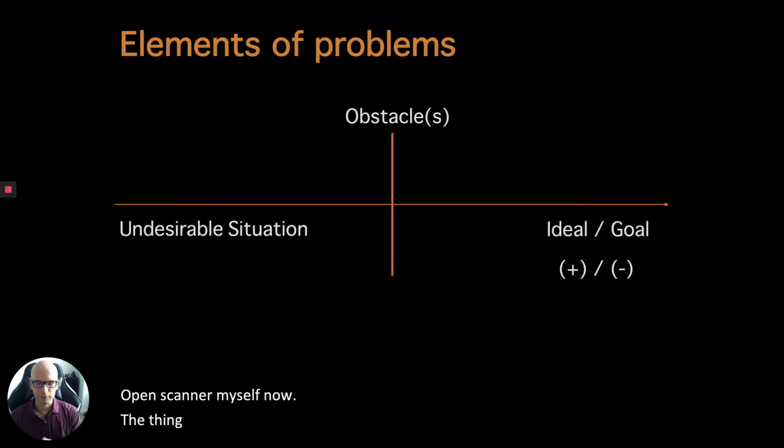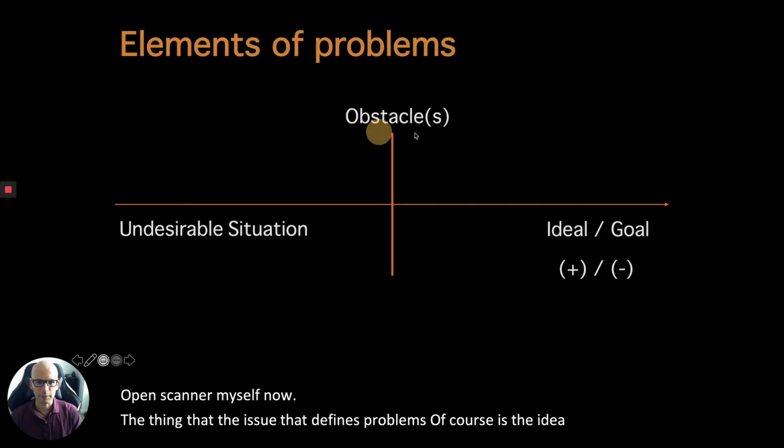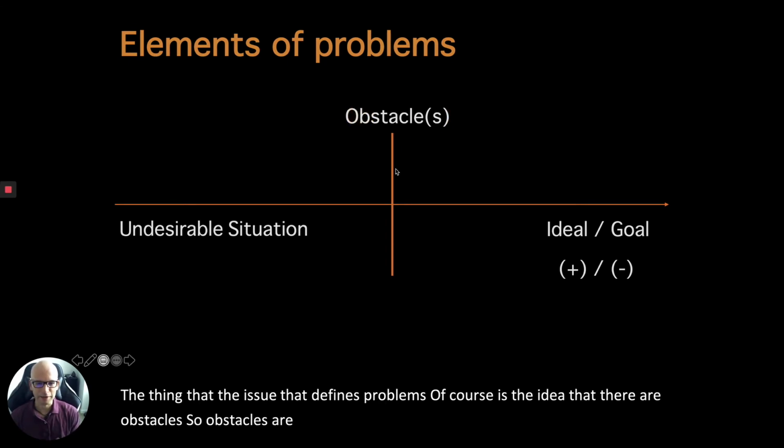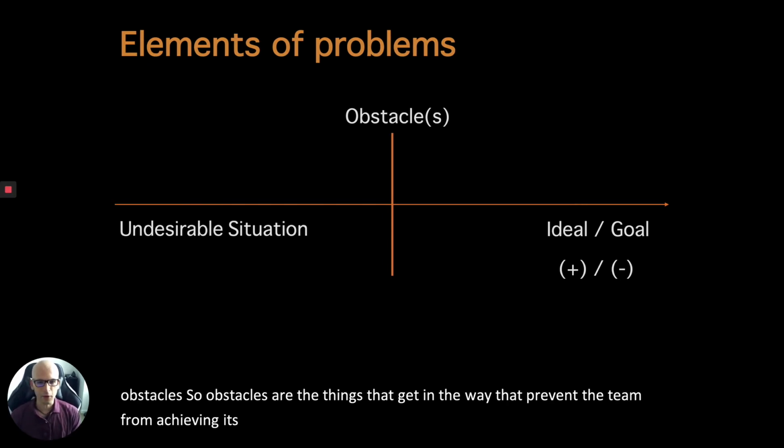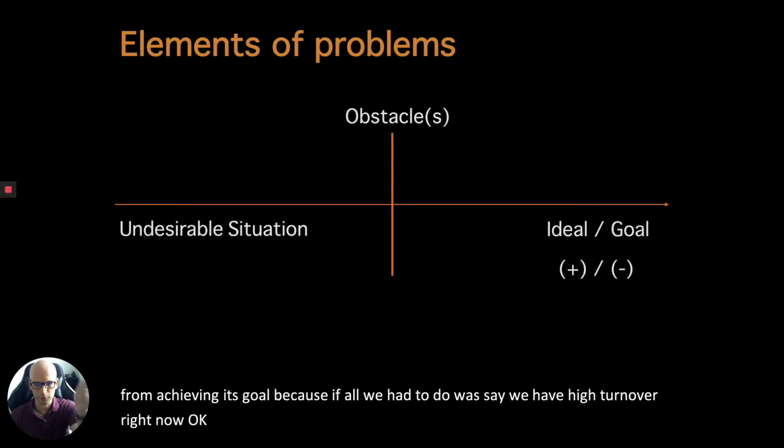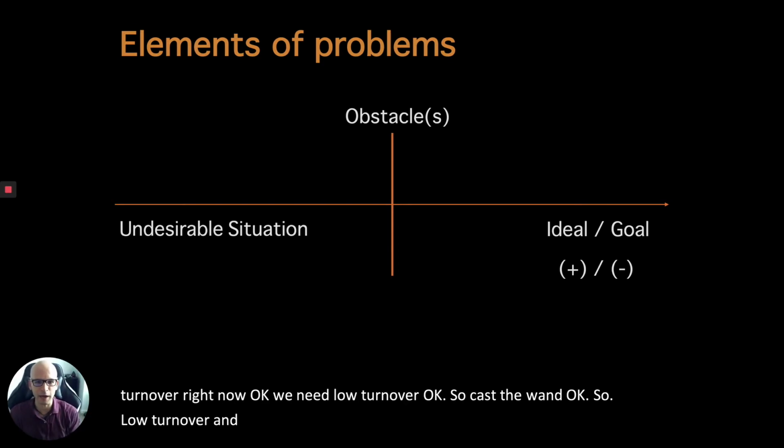Now, the issue that defines problems, of course, is the idea that there are obstacles. So obstacles are the things that get in the way that prevent the team from achieving its goal. Because if all we had to do was say, we have high turnover right now. Okay, we need low turnover. Okay, so cast the wand. Okay, so low turnover. And then it happens. There's not really any obstacles there.